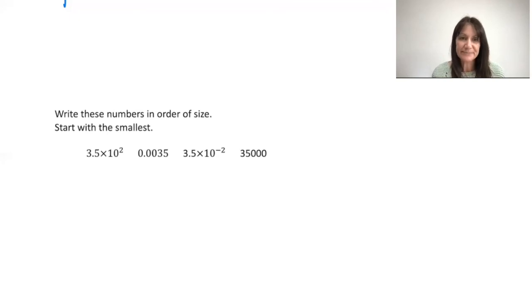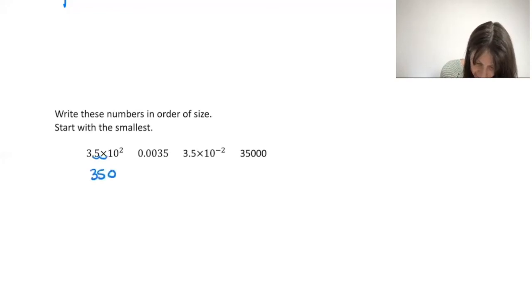Okay, so we need to put these into ordinary numbers so that we can compare them properly. This is going to move 2 places to give us 350. This is obviously already an ordinary number, so we don't need to worry about the second one. The next one is moving 2 that way, so I've got 0.035 here. And then again, the last one is already an ordinary number, but it does mean that I can see what's the smallest. So this is definitely smaller.